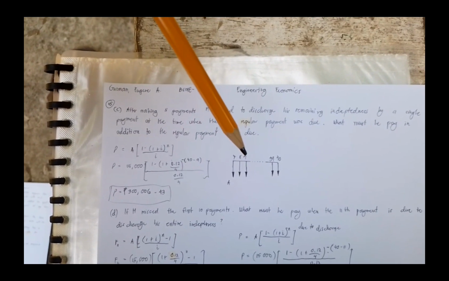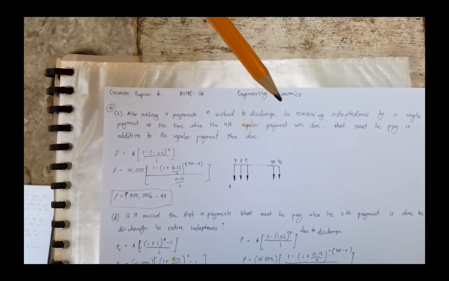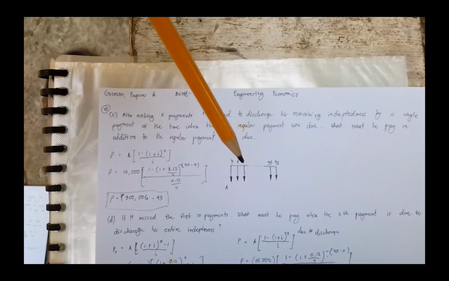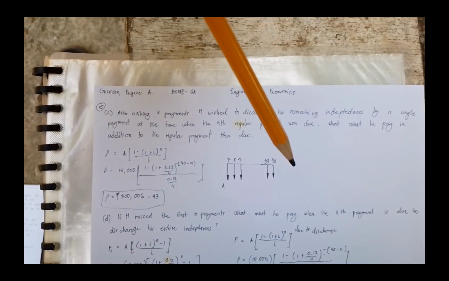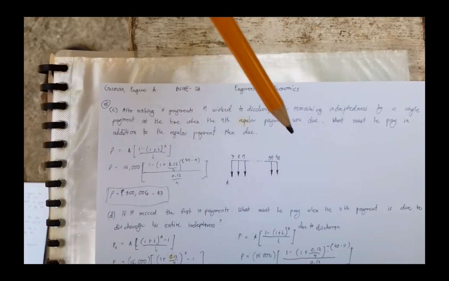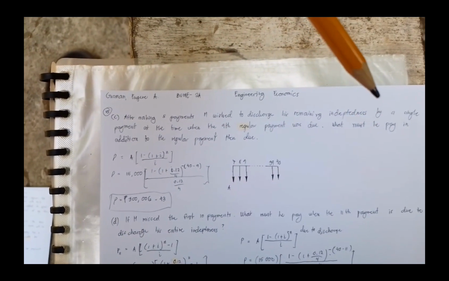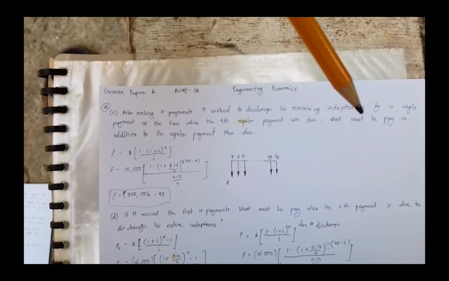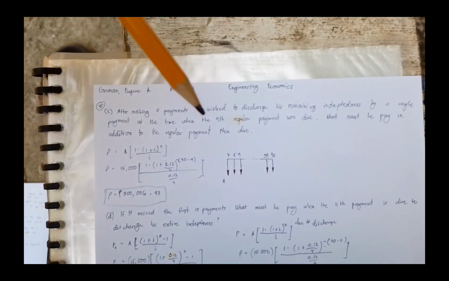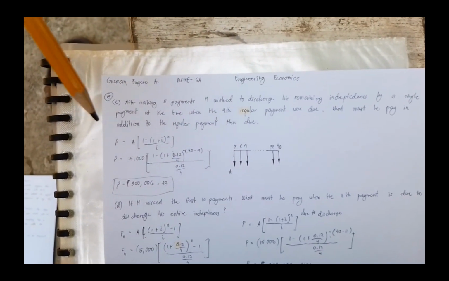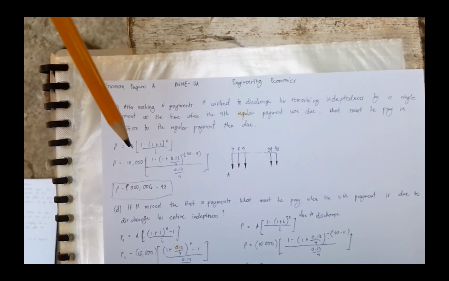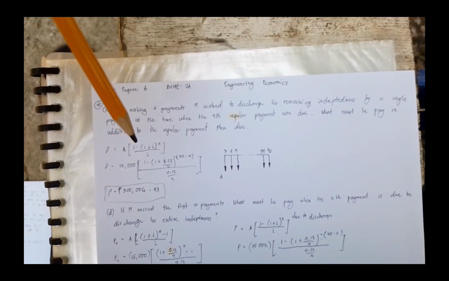So he wishes to discharge his remaining indebtedness, so it is asking for the present value. What must he pay in addition to the regular payment then due? So P is equal to annual payment times the quantity of 1 minus the quantity 1 plus i raised to negative n, all over i, or the interest rate.